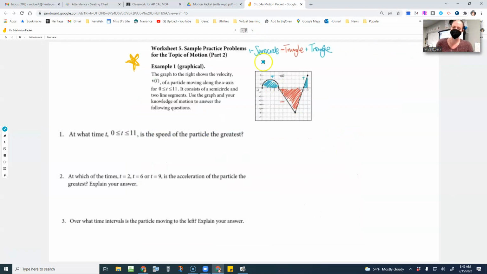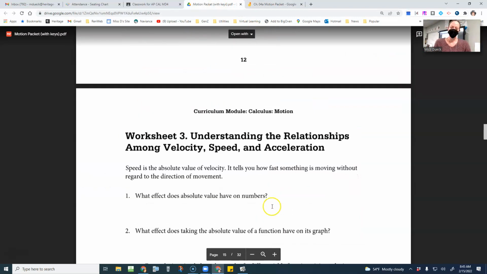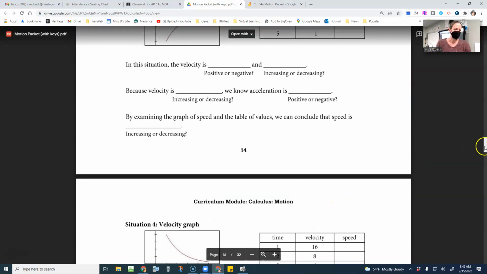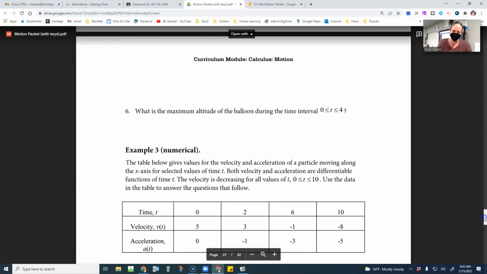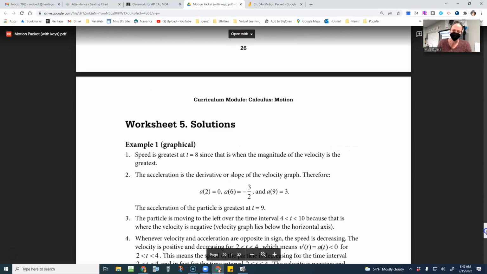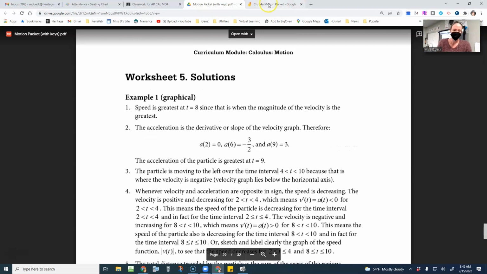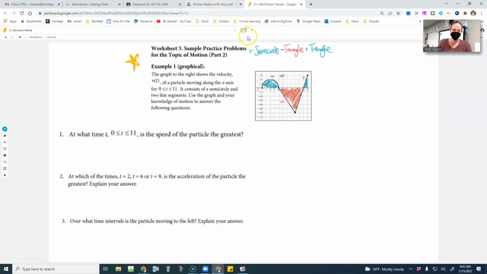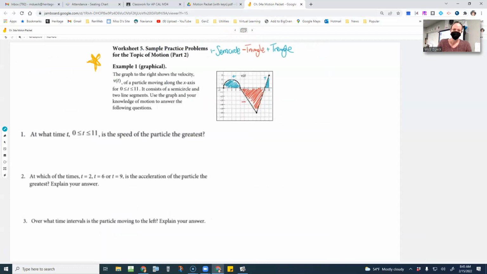But that worksheet that you guys were trying to do is worksheet number 5. So let me pull him up really fast. So sorry about not being able to search it. That's annoying. And here he is.